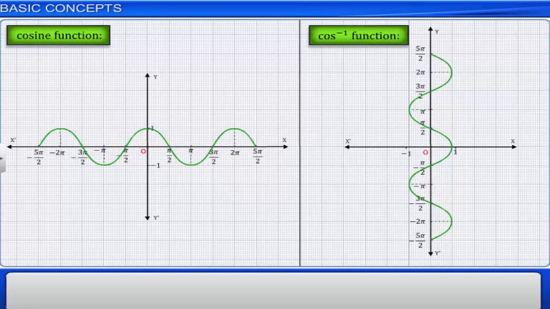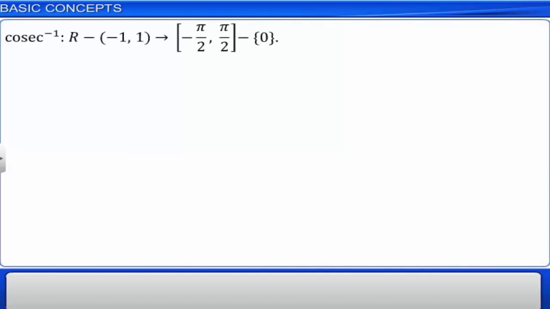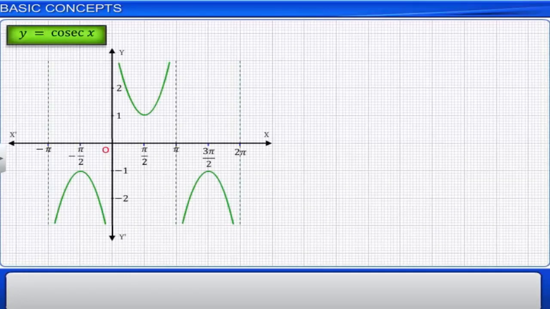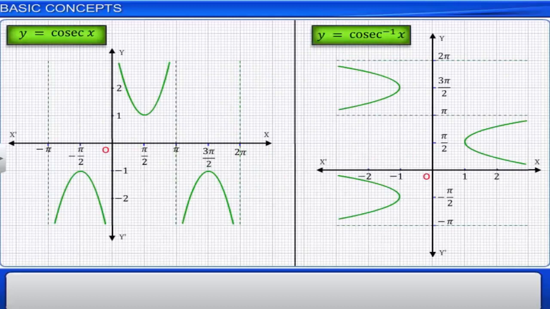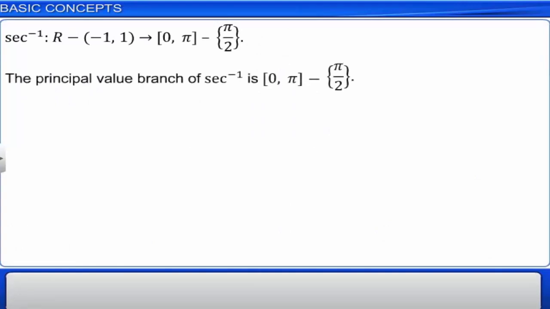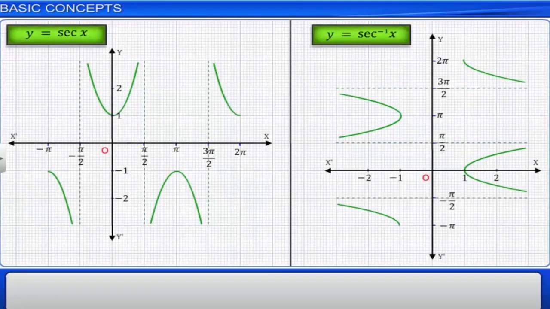The domain and range of the inverse cosecant function is shown here. The principal value branch of cosecant inverse is closed interval -pi upon 2, pi upon 2, excluding 0. Here are the graphs of the functions cosecant, and its inverse. The domain and range of the inverse secant function are shown here. The principal value branch of secant inverse is closed interval 0, pi, excluding pi upon 2. Here are the graphs of the functions secant and its inverse.